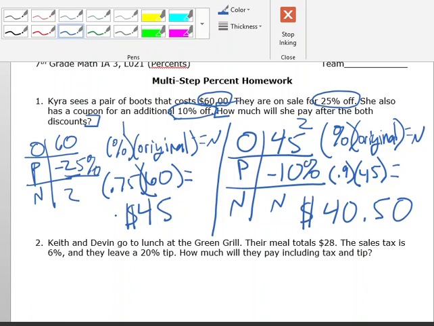And now, just to sort of show you, if we had taken 35% off of 60, she would have only paid $39. So the reason you do that sort of double discount is because it ends up making the company selling the product more.